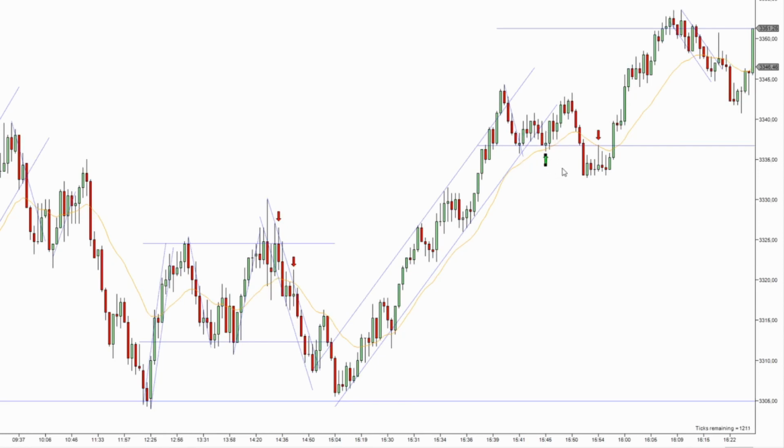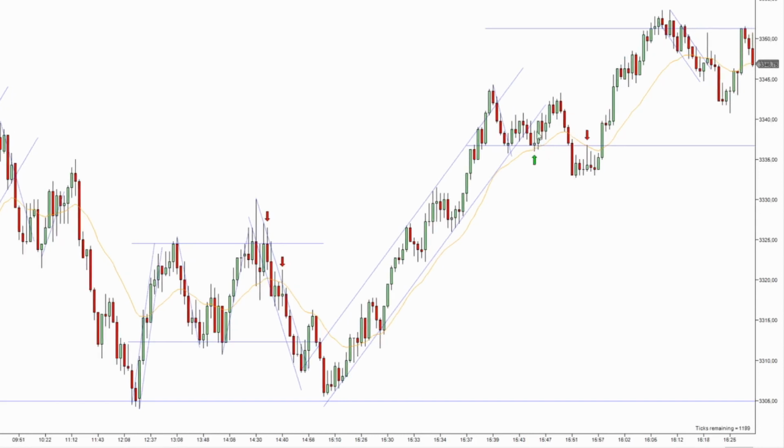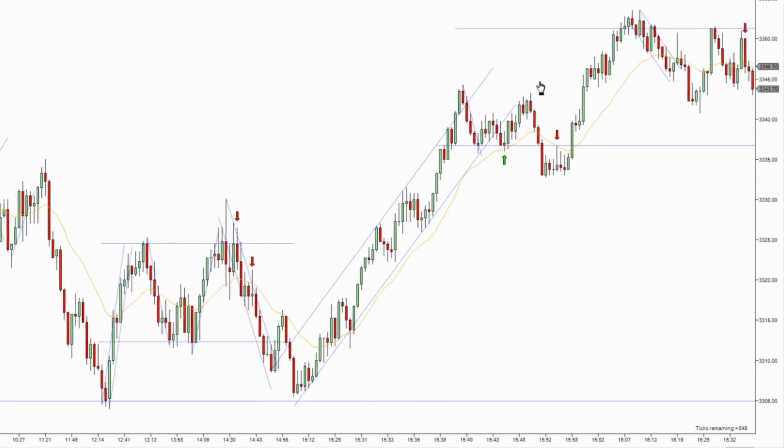This is a very high probability trade. And this was good enough for an easy scalp. You could have scalped out, I think 10 ticks. I scalped out around here. So it was a good trade.